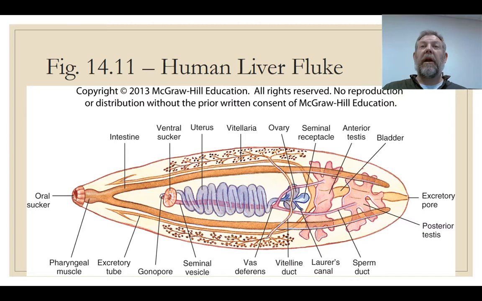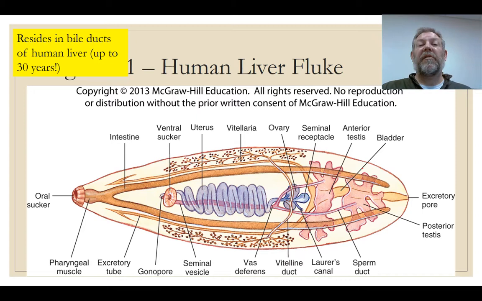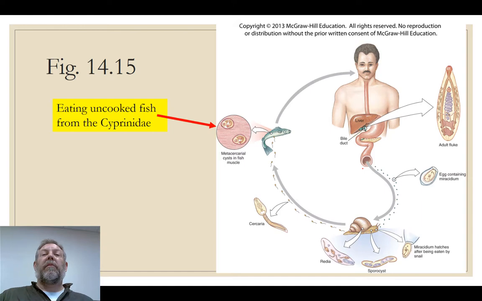Now these things can reside in the bile ducts of a human liver for up to 30 years. So you could be carrying this thing for a long time and have it parasitizing you, which is kind of gross, but it's also kind of cool. And as I mentioned, usually you contract this by eating undercooked meat, and usually it's fish from the family Cyprinidae, which are the minnows. And so these flukes don't infect all species of fish equally.